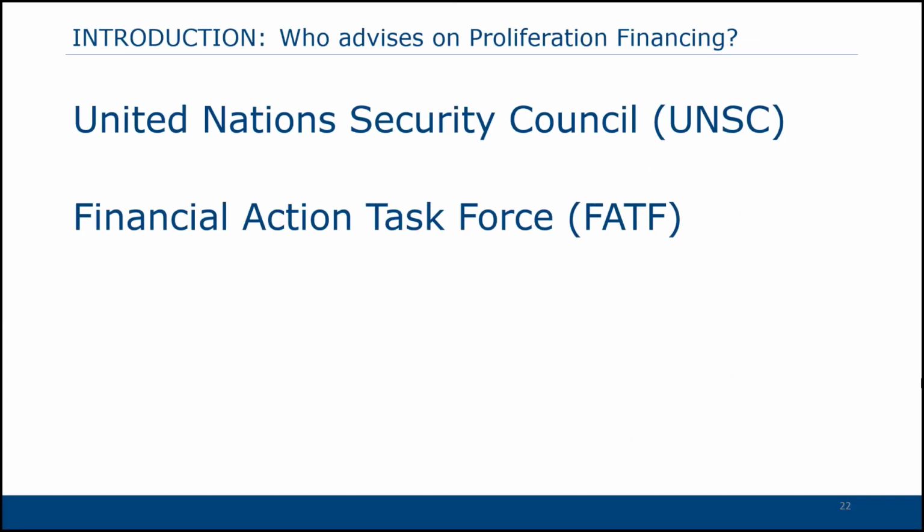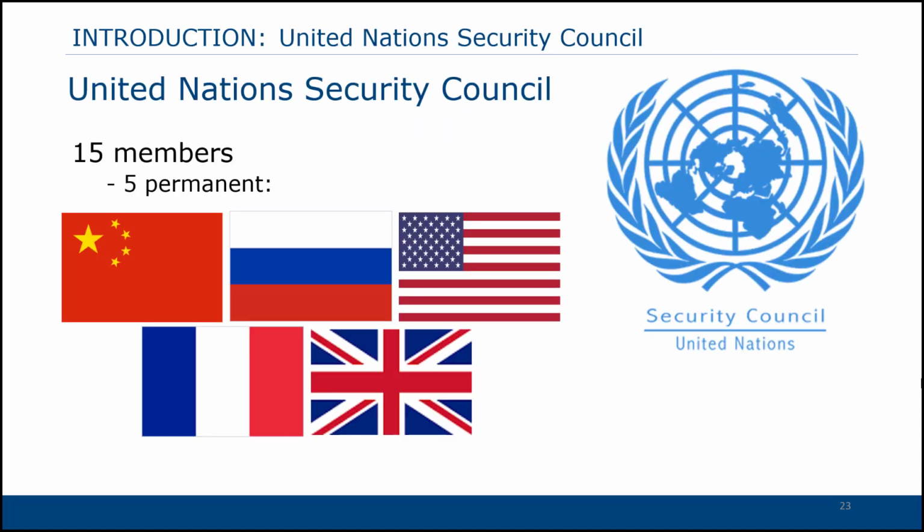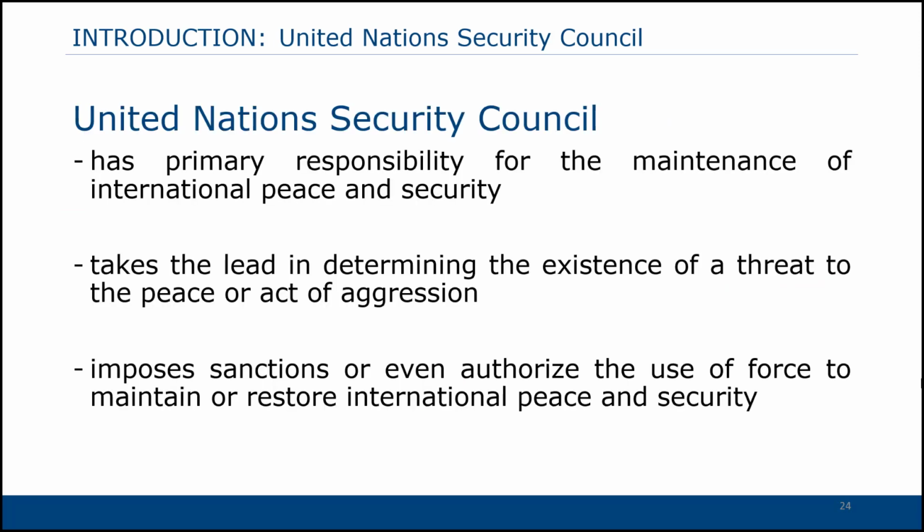The United Nations Security Council and the Financial Action Task Force are the two primary international bodies that issue instructions and provide guidance on counter-proliferation measures. The UN Security Council comprises 15 members, 5 permanent members: China, France, the Russian Federation, the United Kingdom, and the United States, as well as 10 non-permanent members elected for 2-year terms by the General Assembly.